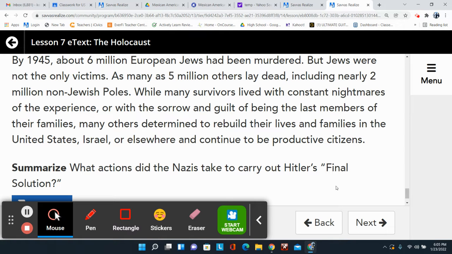Summary question: what actions did the Nazis take to carry out Hitler's final solution?